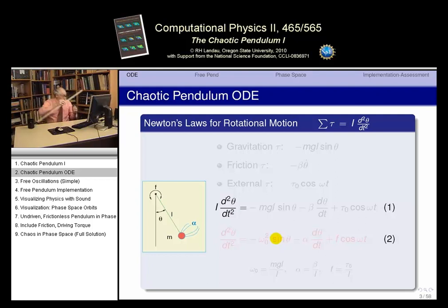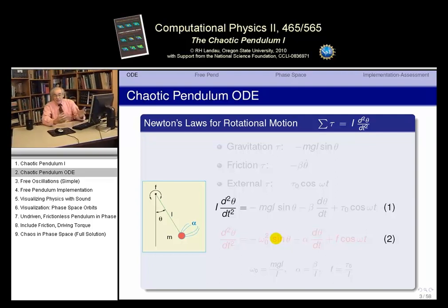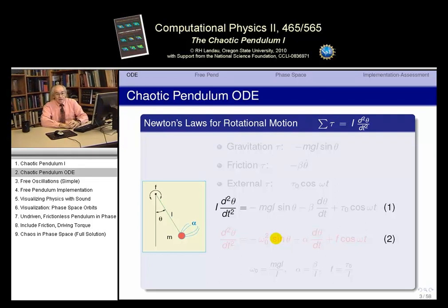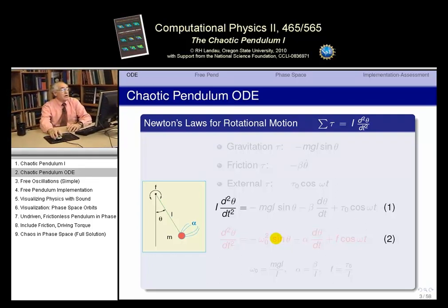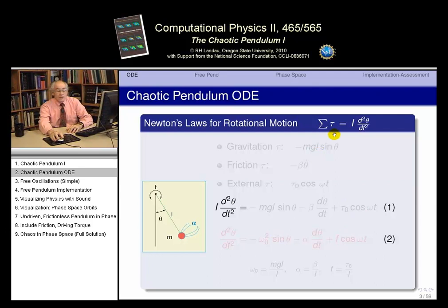Okay? So what's happening here? Well, we describe the system in terms of physics by Newton's law of rotation. So rather than having the sum of the forces equal to mass times acceleration, we have the sum of the torques equals the moment of inertia times the angular acceleration, d squared theta by dt squared.